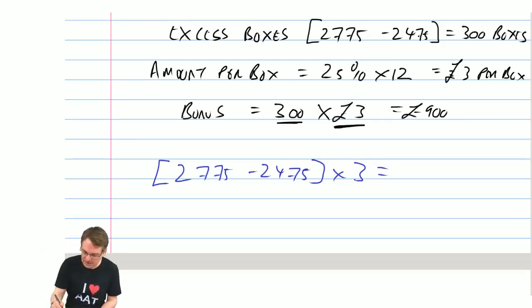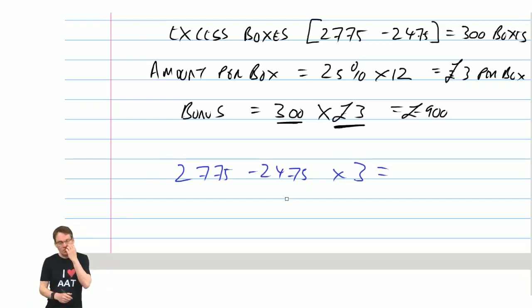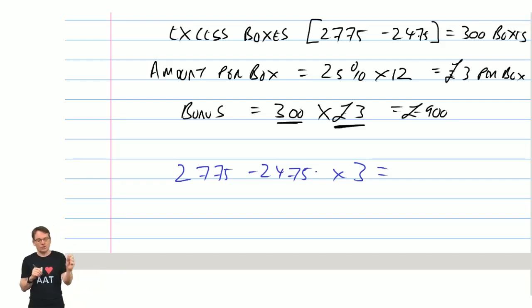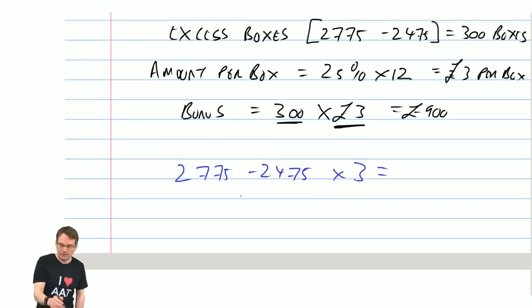In fact, to be honest with you, what you'll type into your calculator is this, because you won't put brackets in. You'll do 2775 minus 2475 times 3. And what your calculator thinks you are doing, because this is mathematically what you have done, is 2775 minus 2475 times 3. So it thinks you want to take 2775 minus roughly 7,300, which is 2475 times 3, subtracted from 2775.